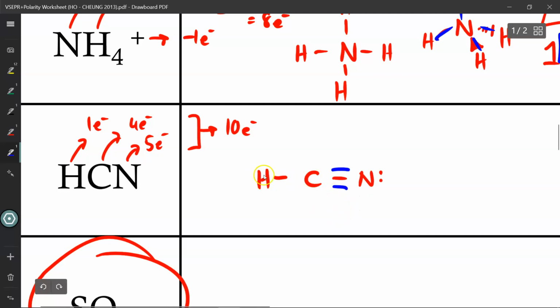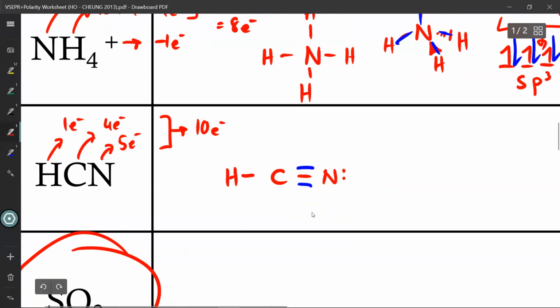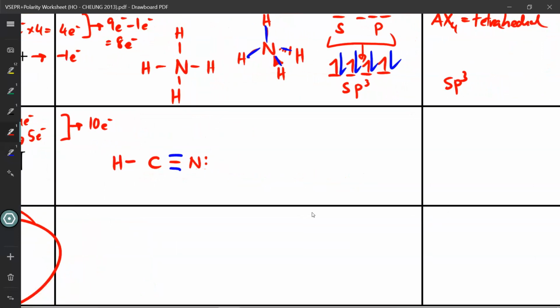So hydrogen's happy, 2 electrons in the shell. Carbon needs to have 8, 2, 4, 6, 8, that's good. Nitrogen needs to have 8, 2, 4, 6, 8, that's also great. So there it is, HCN. Now let's take a look at the AX formula for this. So the AX formula is going to be A for the 1 carbon, X2 for the hydrogen and the nitrogen, and there are no lone pairs, so we're just going to leave it as AX2.